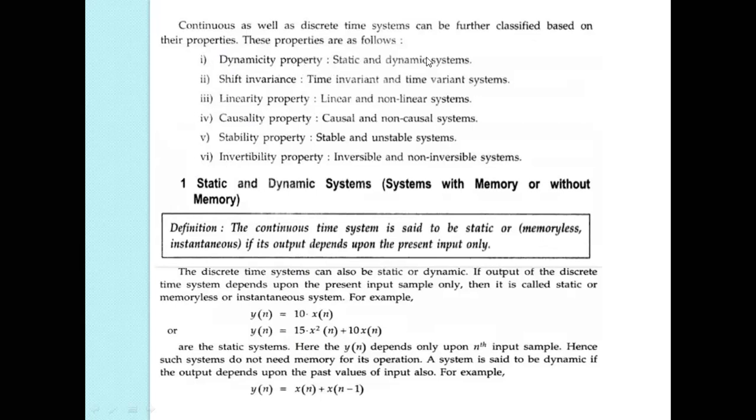The first one, the static and dynamic system. What does static mean? The continuous time system is said to be static, or memoryless or instantaneous, if its output depends upon the present input only. If it does not depend only on the present input but also depends upon past values, we call it a dynamic system. Nothing but the dynamicity property. Second one, the shift invariance property.